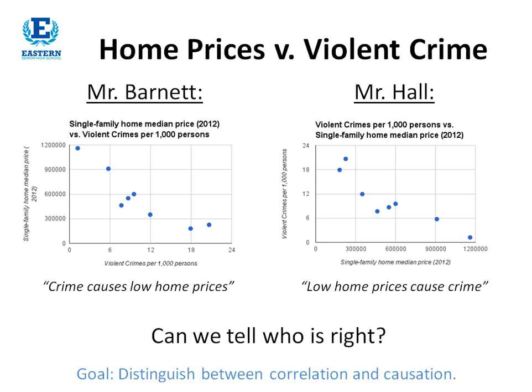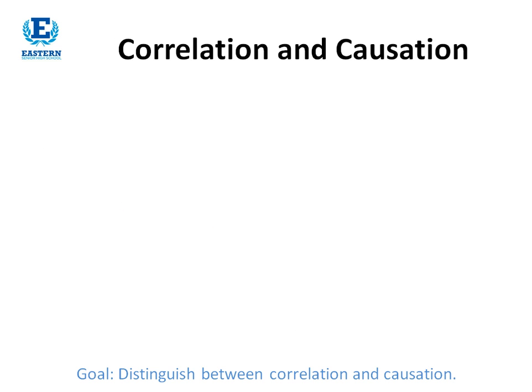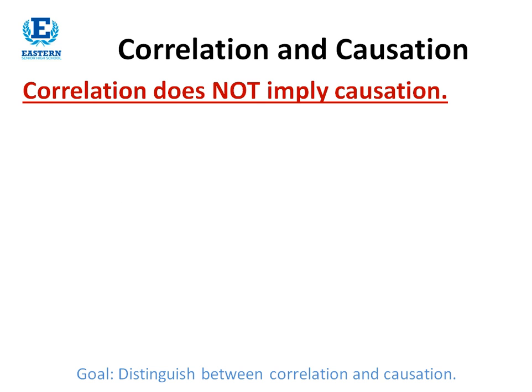And this leads me to an essential point, which is that correlation does not imply causation. Two things being related to each other does not mean that one causes the other. So crime and home prices are related. It doesn't mean that crime causes home prices, and it doesn't mean that home prices cause crime. What Mr. Hall and I have are theories, but they're not proven.